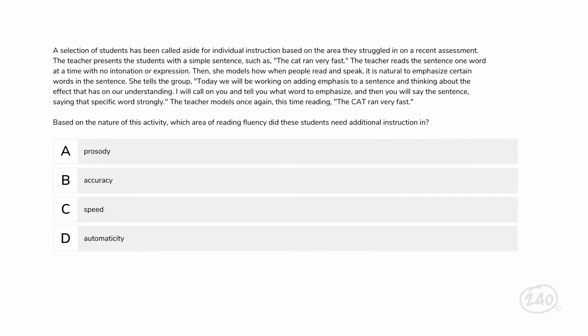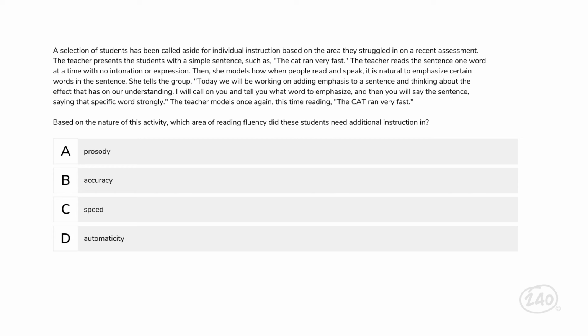What about Competency 3, Fluency? What might those questions look like? A selection of students has been called aside for individual instruction based on the area they struggled in on a recent assessment. The teacher presents the students with a simple sentence, such as, "The cat ran very fast." The teacher reads the sentence one word at a time, with no intonation or expression. Then she models how when people read and speak, it is natural to emphasize certain words in the sentence. She tells the group, "Today we will be working on adding emphasis to a sentence and thinking about the effect that has on our understanding.